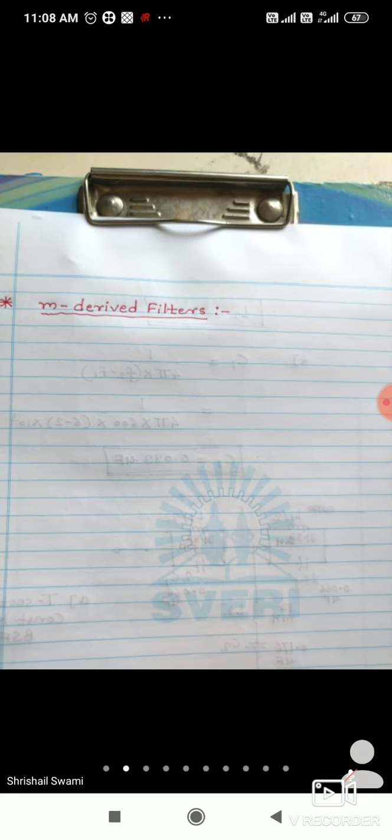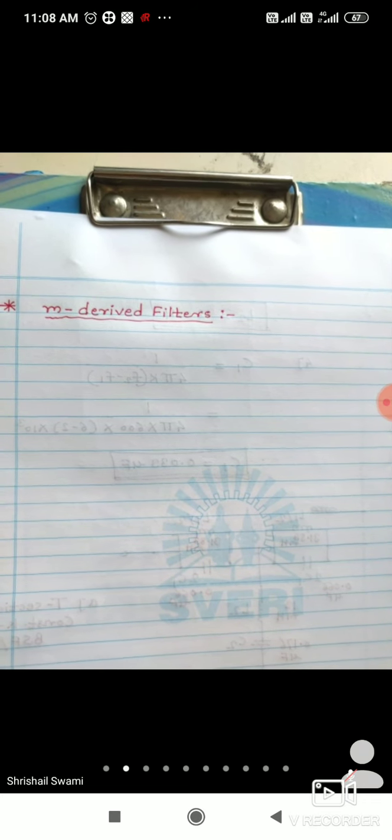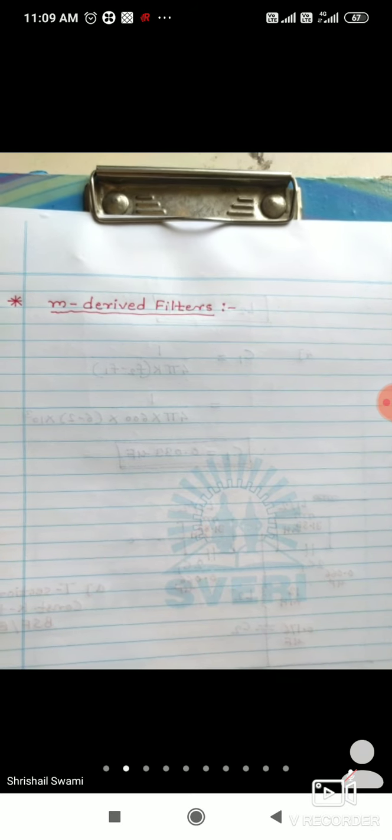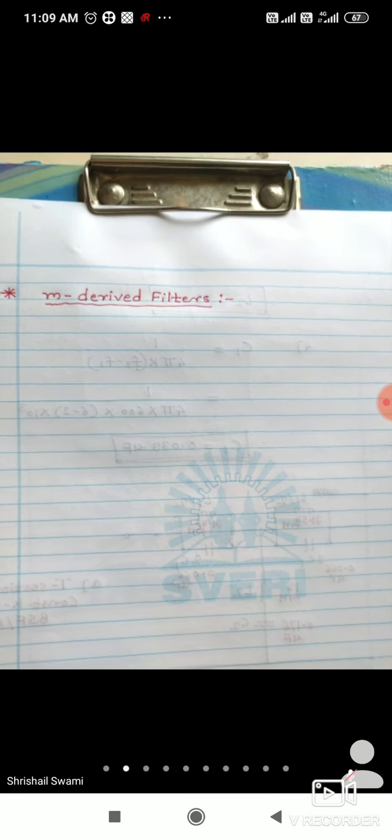Second drawback of constant K type is what? Here we cannot get the correct or sharper characteristics. Some slope we are getting. Actually we are comparing the characteristics with ideal filters. So ideal filters, exactly sharper will be there at cutoff frequencies, but practically we cannot get. So that can be achieved exactly sharper with the help of M derived filters.